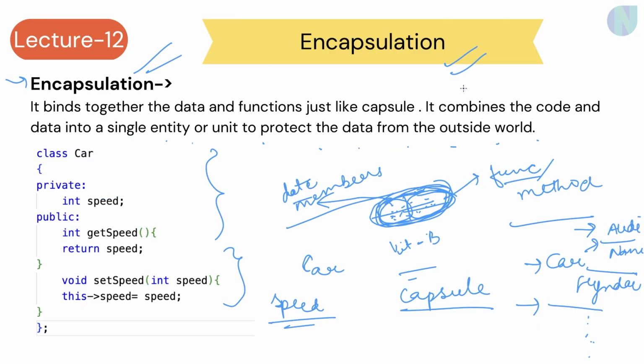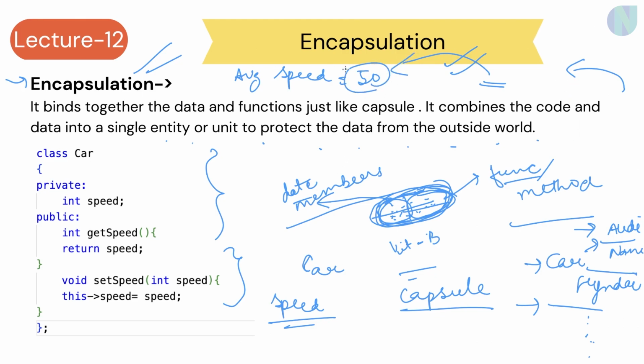But I don't want someone from the outside world who comes and just changes the data of that particular speed. Consider that I have given the average speed as, just for an example, 50. Now I don't want anyone from the outside world to come and change this particular data.